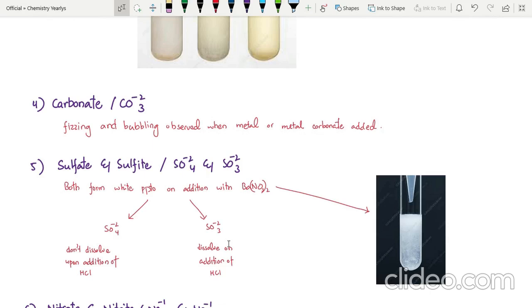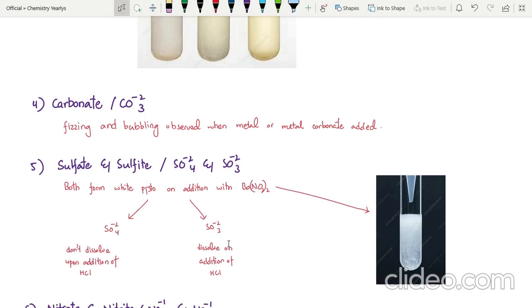Or you can also use the other barium compound. You can also use barium chloride in the case. So both will form barium sulfate and barium sulfide. Both are white precipitate. I have also included the image. So this is how it looks like, a little bit faint precipitate, but you will observe it. It is a strong precipitate. Okay, so both of them form the white precipitate.